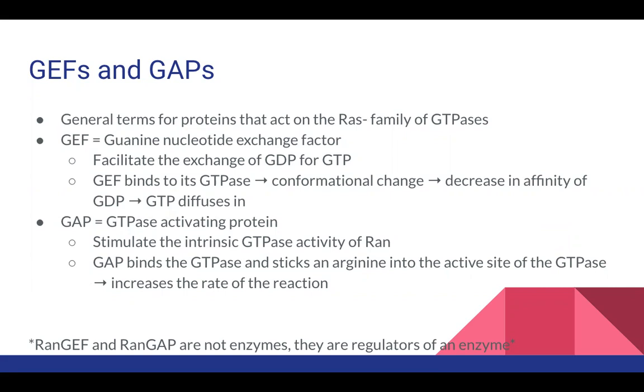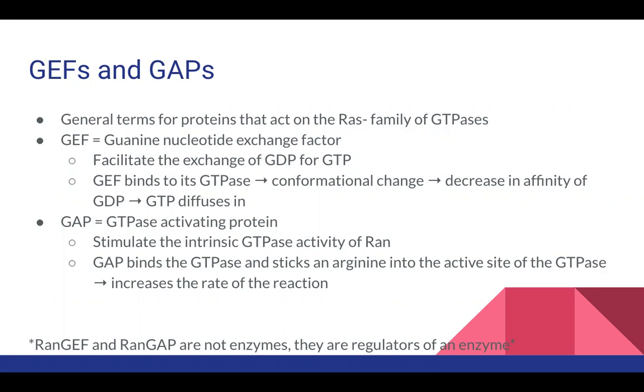GEFs and GAPs are general terms for regulators of the RAS family of GTPases. GEF stands for guanine nucleotide exchange factor, and this facilitates the exchange of GDP for GTP. Once it's bound to RAN, which is a GTPase, it initiates a conformational change that decreases its affinity for GDP and allows it to be released. Therefore, GTP now has a pocket to bind into.